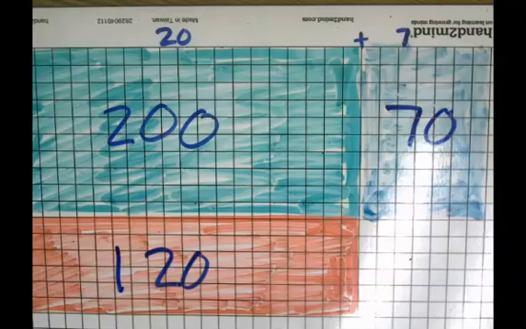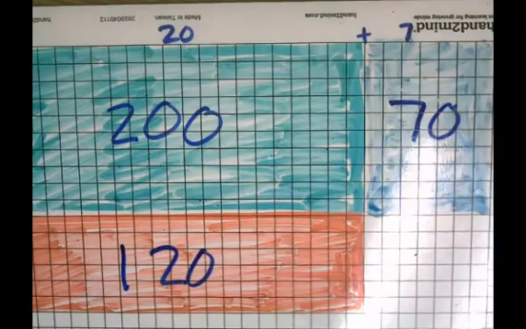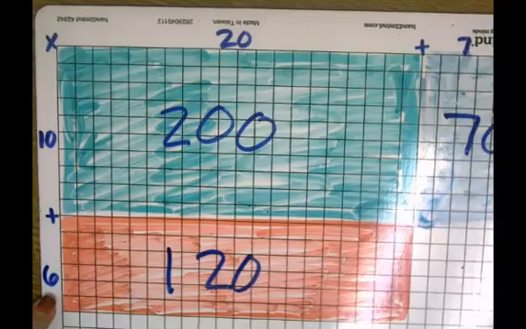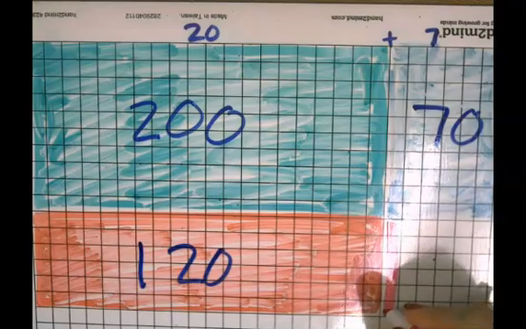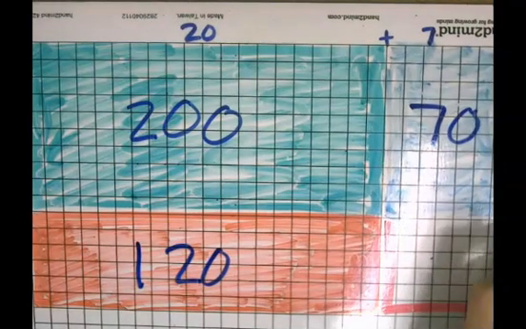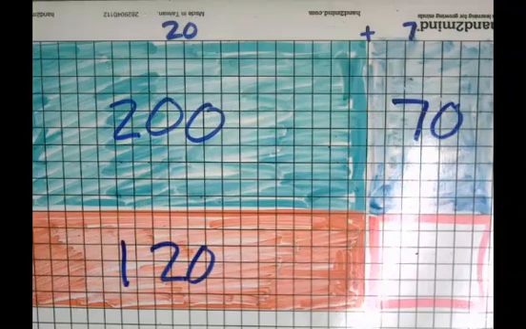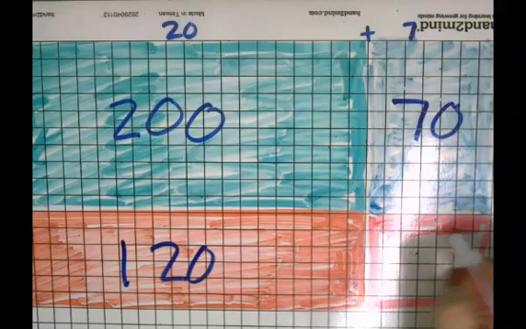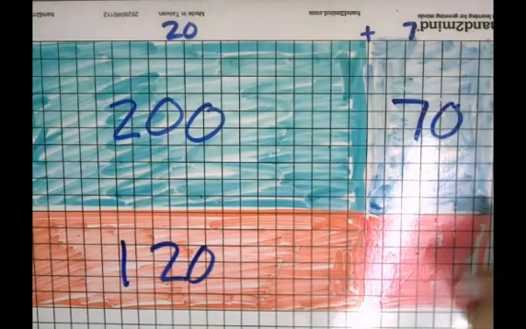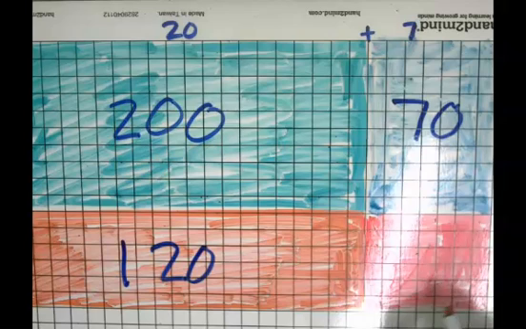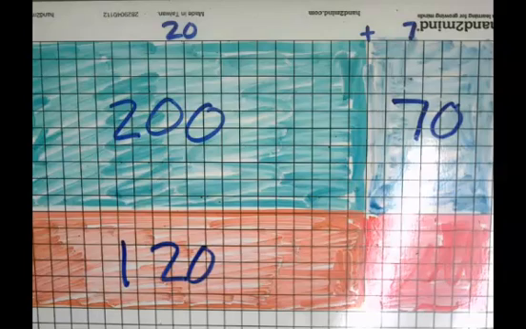In our last little section, like I said, the last section is going to be 6 times 7. So 1, 2, 3, 4, 5, 6, and 7. What is 6 times 7? Okay. So we're going to fill this in. Okay. So 7 times 6, 42.